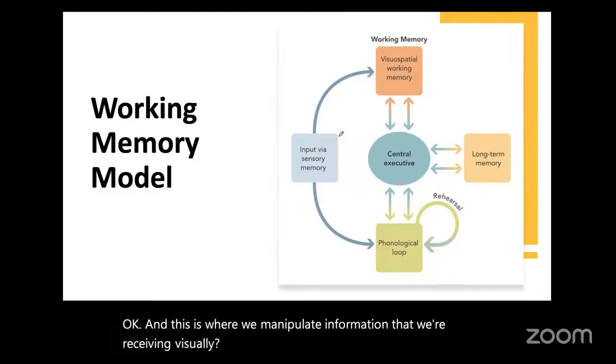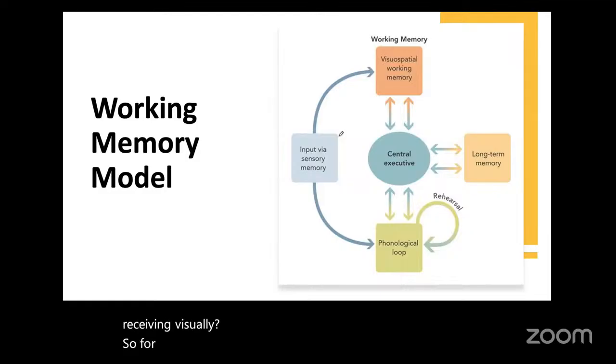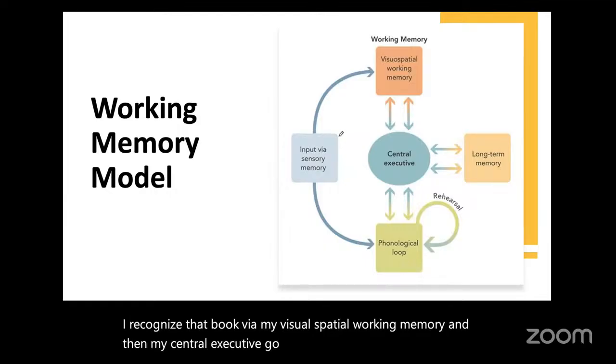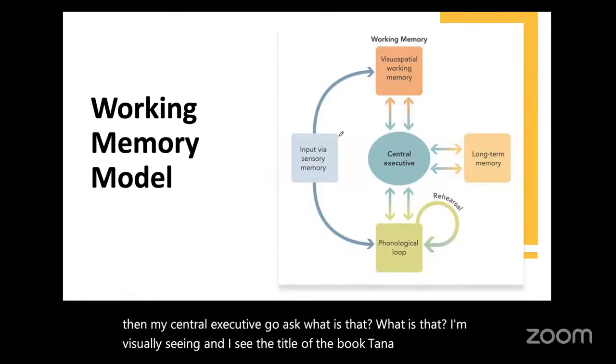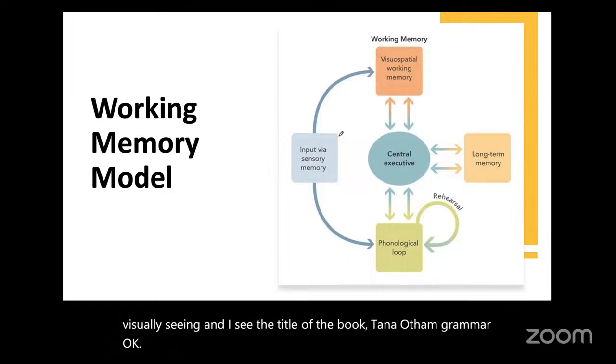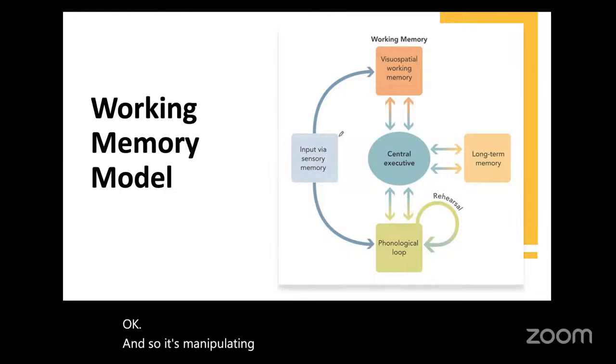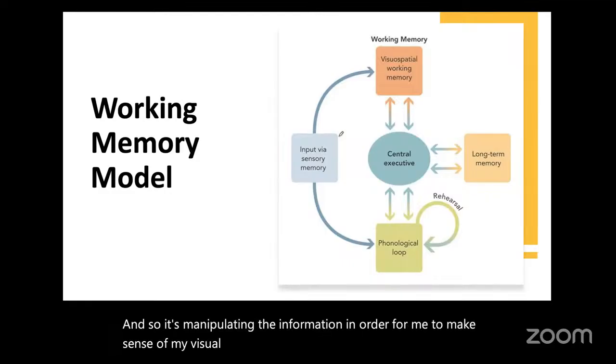Okay. And this is where we manipulate information that we're receiving visually. So, for example, on my desk, I have a Tana Ottham grammar book. Okay. I recognize that book via my visual spatial working memory. And then my central executive asks, what is that? What is that I'm visually seeing? And I see the title of the book, Tana Ottham Grammar. Okay. And so it's manipulating the information in order for me to make sense of my visual experience right now.